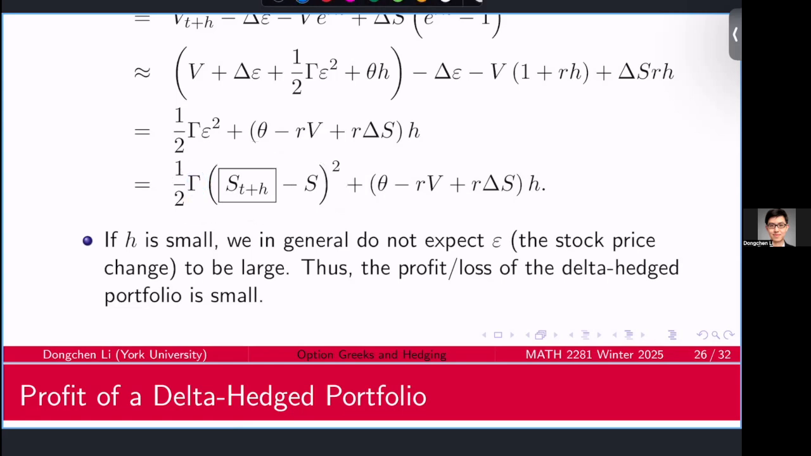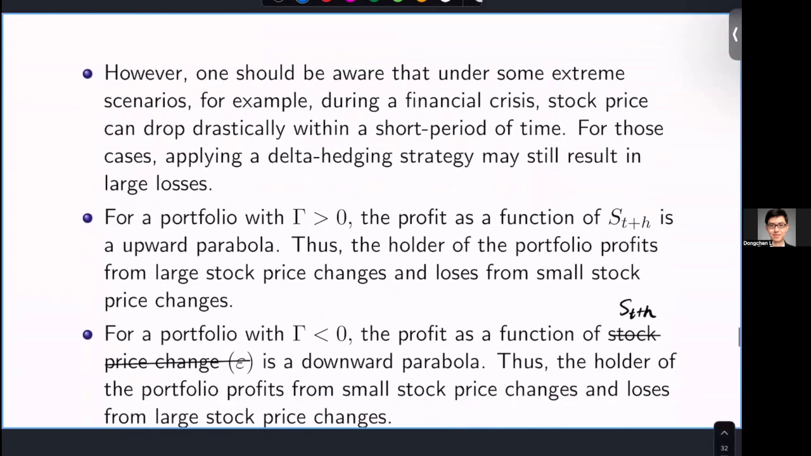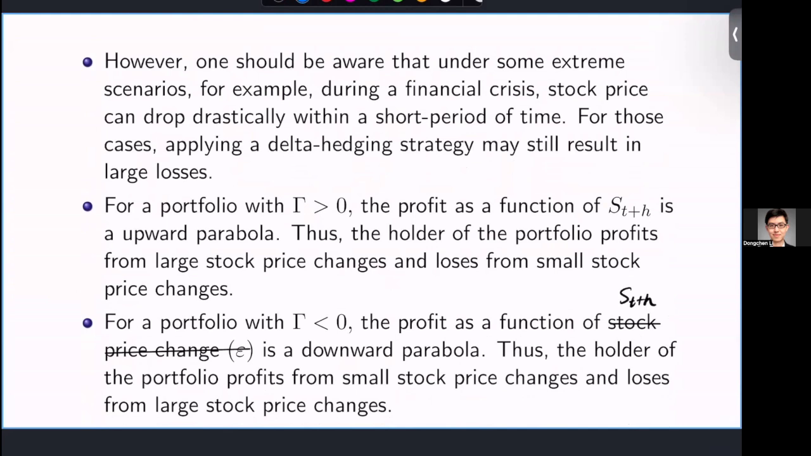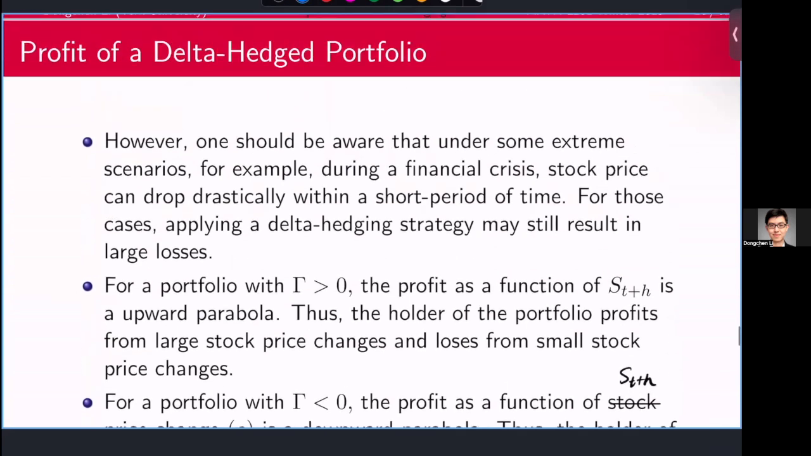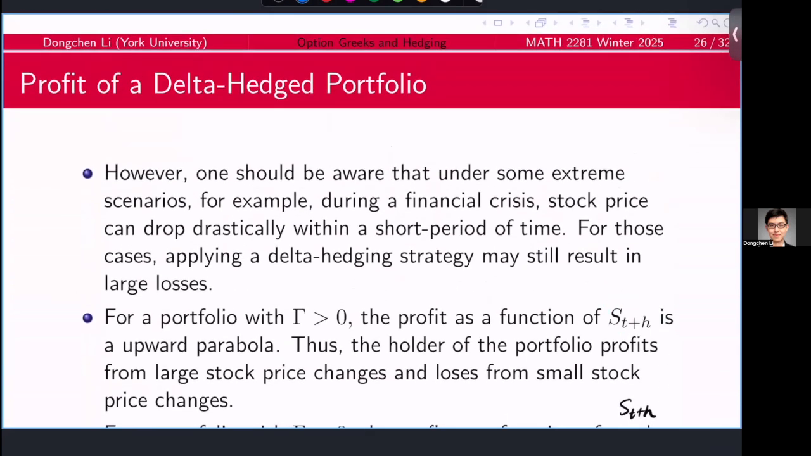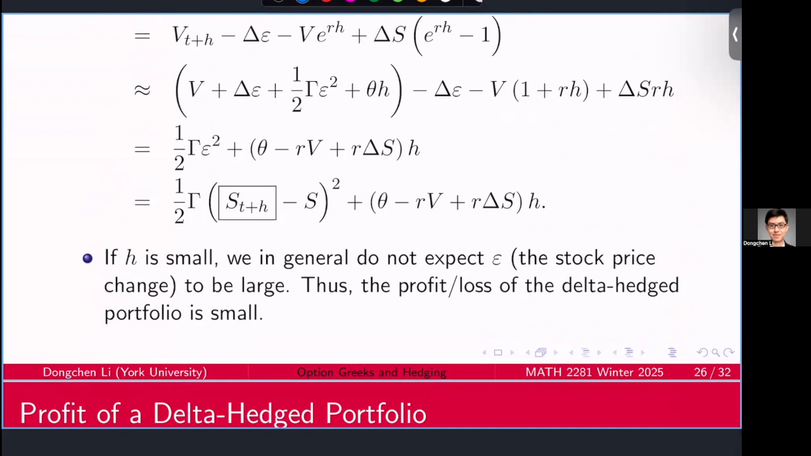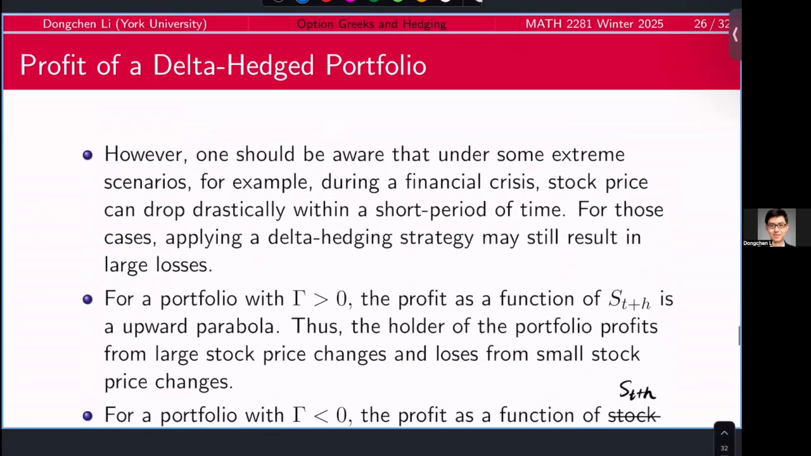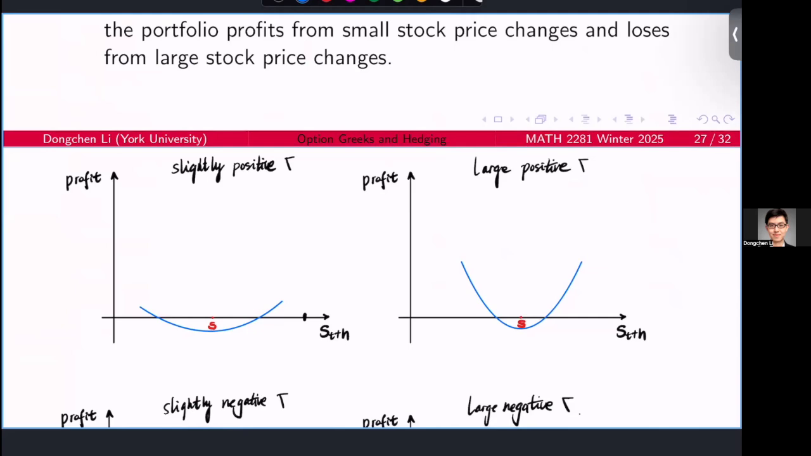So in most cases, you're going to end up with one of the following two cases. The first one is when gamma is positive. Then we can view this profit as a function of the stock price at time t plus h. It is not hard to see that as a function of S_{t+h}, this is a quadratic function. You get this quadratic term by expanding this (S_{t+h} - S)^2, right? So gamma here plays the role as coefficient of this quadratic term. When gamma is positive, and you graph this profit as a function of S_{t+h}, you're going to end up with an upward parabola.